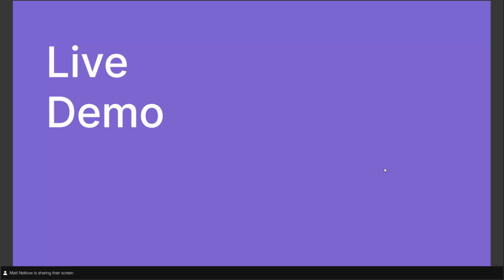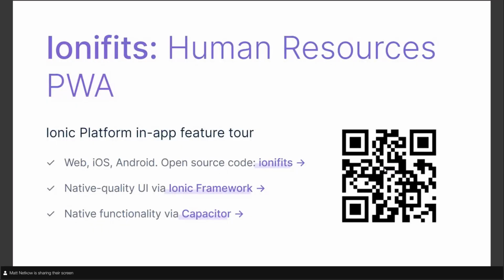All right. So now let's get into a live demo. I've got a great app I'm going to show off here and show off some of the PWA features. So this is Ionifits. This is a human resources type app that we've built. It's a PWA that shows off a variety of the Ionic app platforms, different types of features.